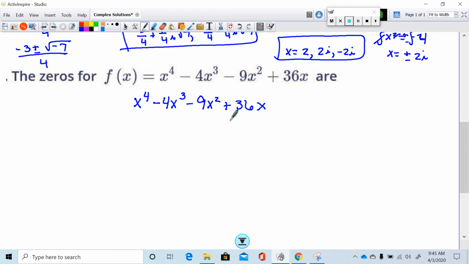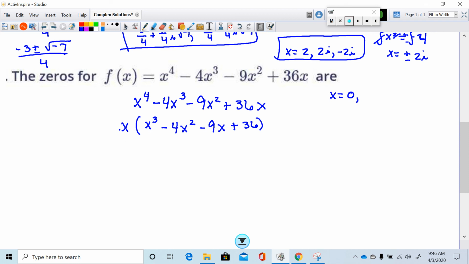Okay, the first thing I notice right away is I have an x in each term, so I'm going to take an x out of each term because I have to factor common factors first. So I have 4x's, I took 1 out, that's 3 left, minus sign. A negative 4 and 3 x's, but I took an x out, so that's a negative 4 and 2 x's. I have a negative 9 and 2 x's, but I took an x out, so that's a negative 9 and 1 x. And I have a positive 36 and an x, but I took the x out, so that's a positive 36. Now, anytime you have taken an x out, 0 is automatically one of your answers.